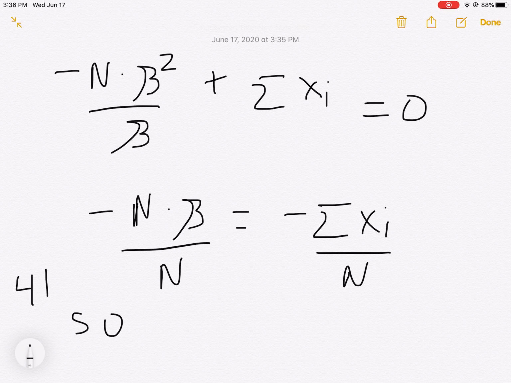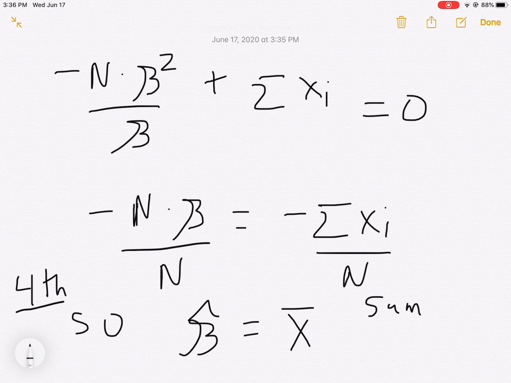So our last step is that our estimate beta hat is going to be x bar. In this case, it's the same as method of moments. But that's not always going to be the case.